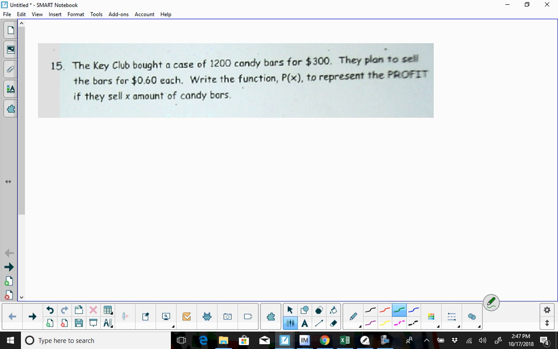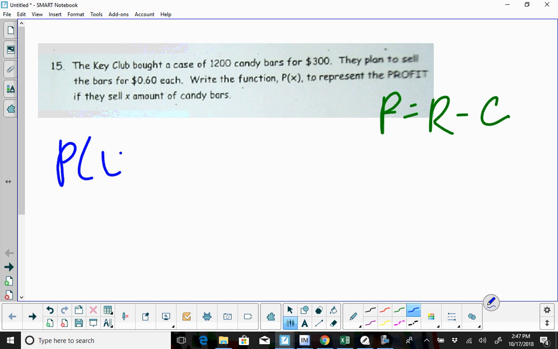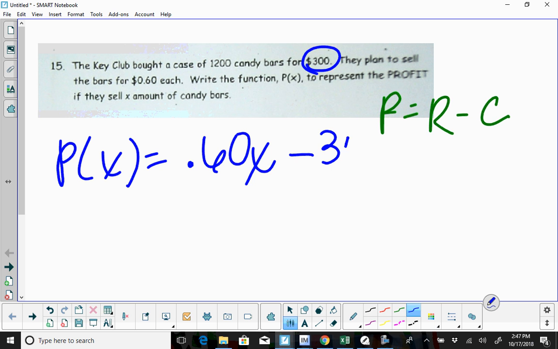Okay, problem number 15 is asking you just to write your profit equation. Remember, profit equals revenue minus cost. Revenue is what you bring in, so you're charging 60 cents a piece. So our profit of X is going to be 60 cents times X minus your cost, which was $300.